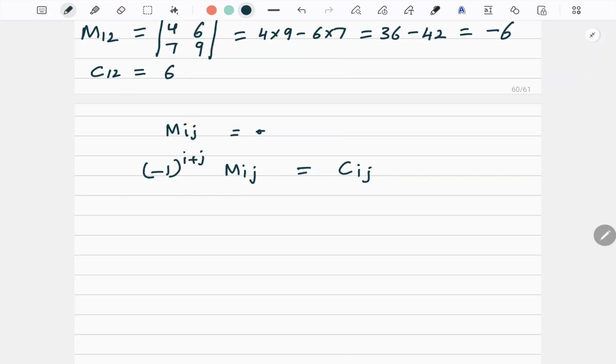If you are confused about i and j, don't use it. Just directly do the questions. Just pick up an element for which you have to find the cofactor or minor, hide that row and column, whatever is left, write it and find its determinant value. So this is how we have to do it.